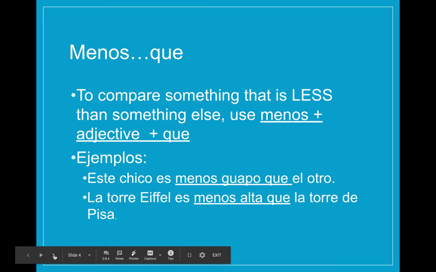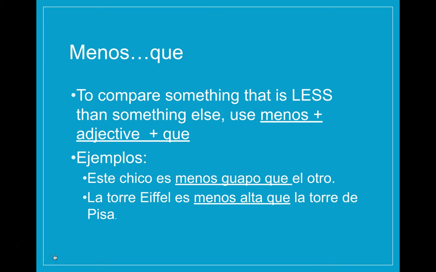All right, what if something is less than something else? You probably know the word menos already. So we're going to say, to compare something as less than something else, we're going to use the word menos, less, plus whatever that adjective is, plus que. So this boy is less handsome than the other. Este chico es menos guapo que el otro. So menos plus an adjective plus que. Less handsome than the other. Next, la Torre Eiffel es menos alta que la Torre de Pisa. So the Eiffel Tower is less tall than the Tower of Pisa.